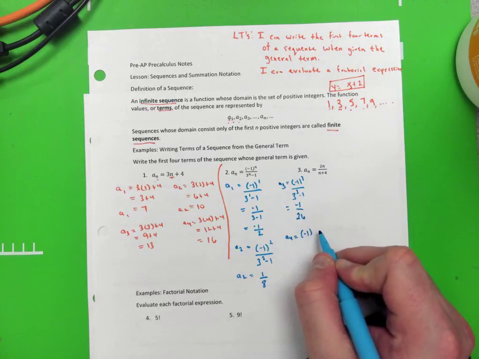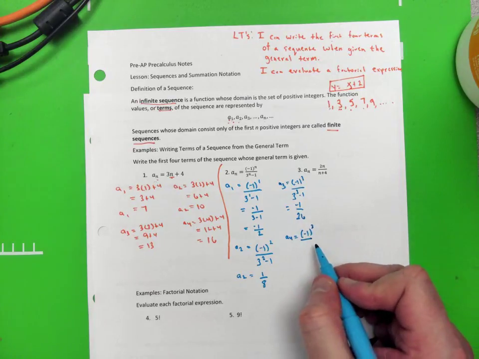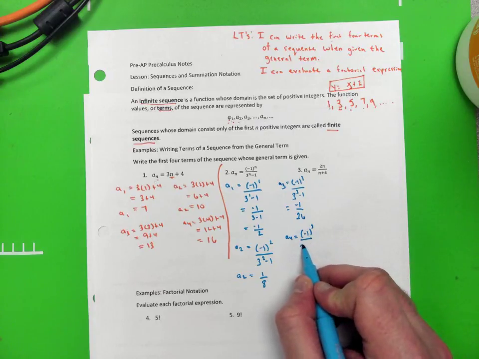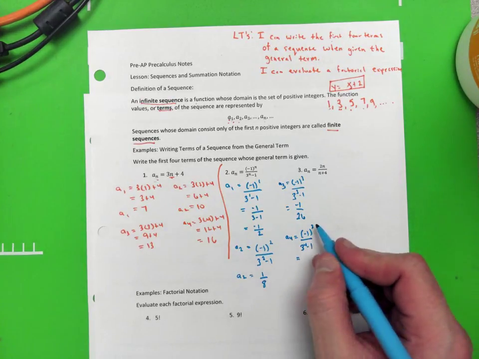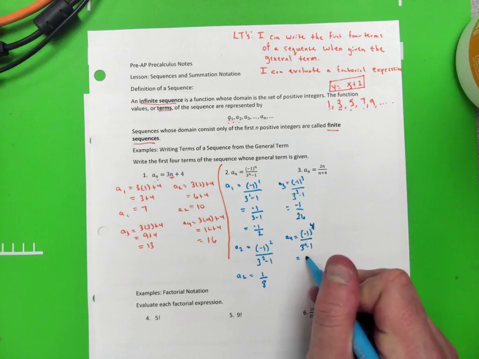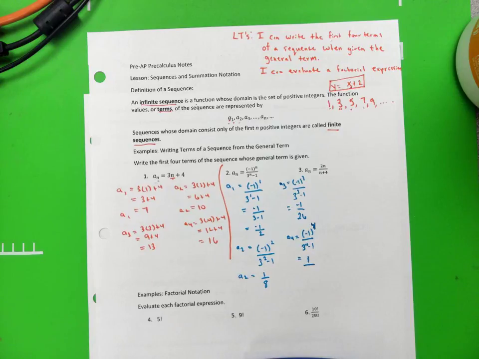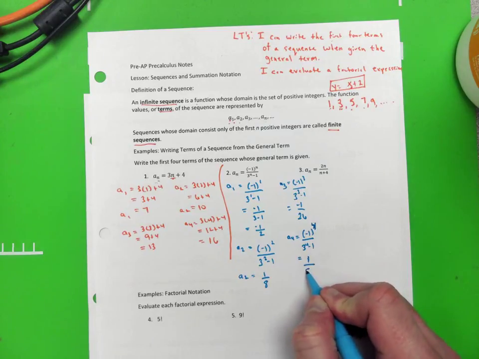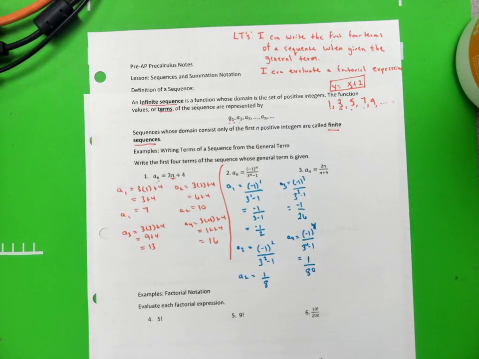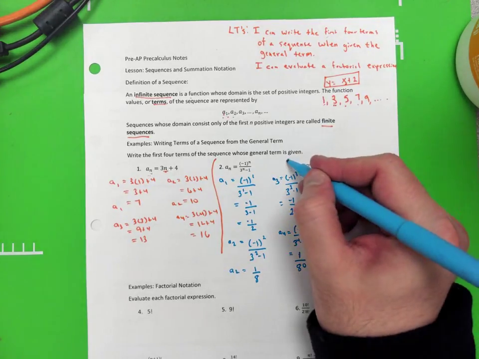And the fourth term, negative 1 to the 4th power would be 1. Three to the 4th is 81. 81 minus 1 is 80. Take a moment to look at that to make sure you don't have any questions.